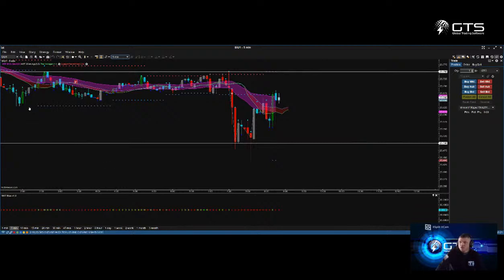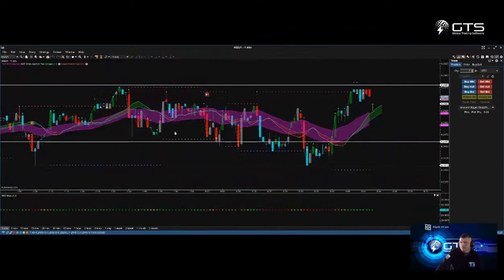All right, so gold, silver, copper, boom. Still bobbing inside the range there. Copper, platinum.